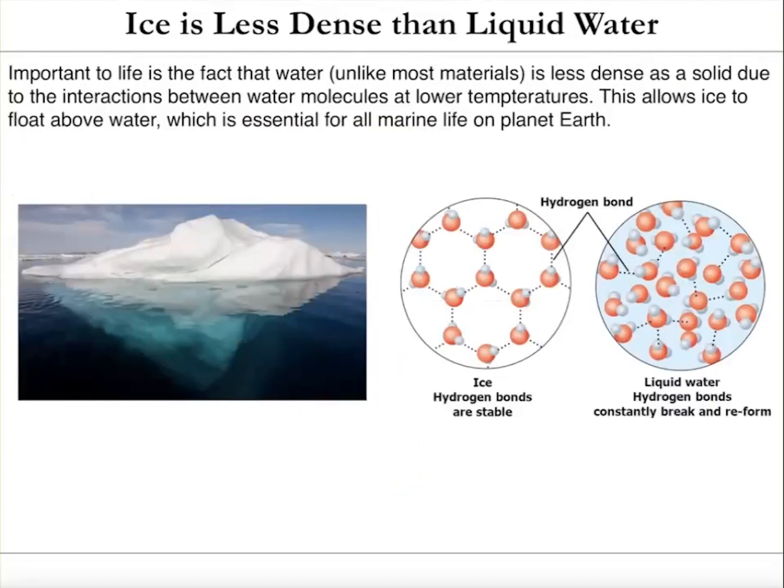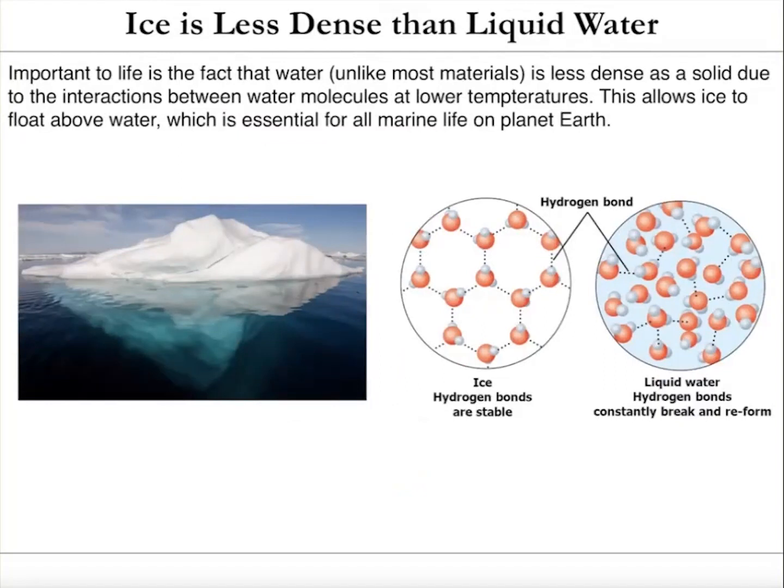Another really weird part about water. It's been said that if we didn't know about water and we discovered it on some distant planet, we'd be like, this is quite strange. This molecule has some strange properties to it. One of the things, and that's also important in life, is that water, unlike most materials, is actually less dense as a solid. And this has to be due to the interactions between water molecules at lower temperatures.